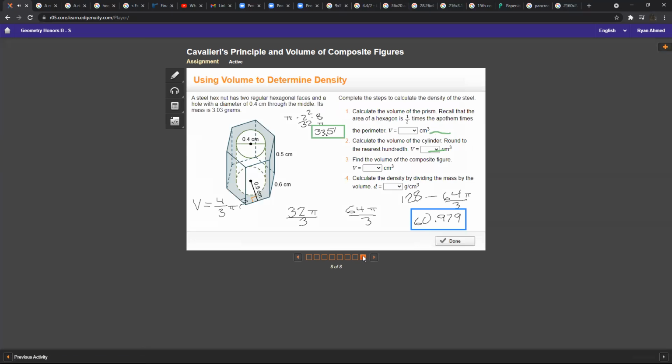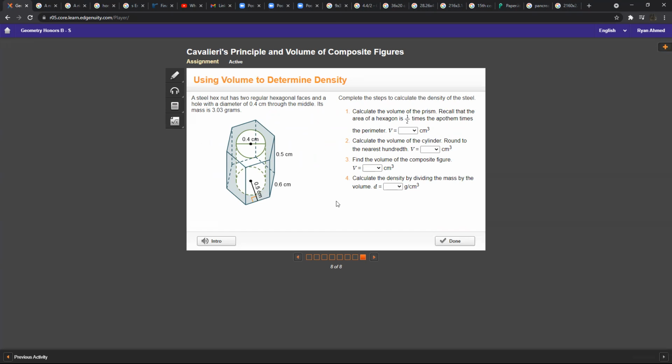All righty. Using volume to determine density. So density is mass over volume. We have a steel hex nut with two hexagonal faces and then a hole with a diameter of 0.4 centimeters through the middle. Its mass is 3.03 grams. So they want us to find the volume of the prism. Let's see what the options are real quick.